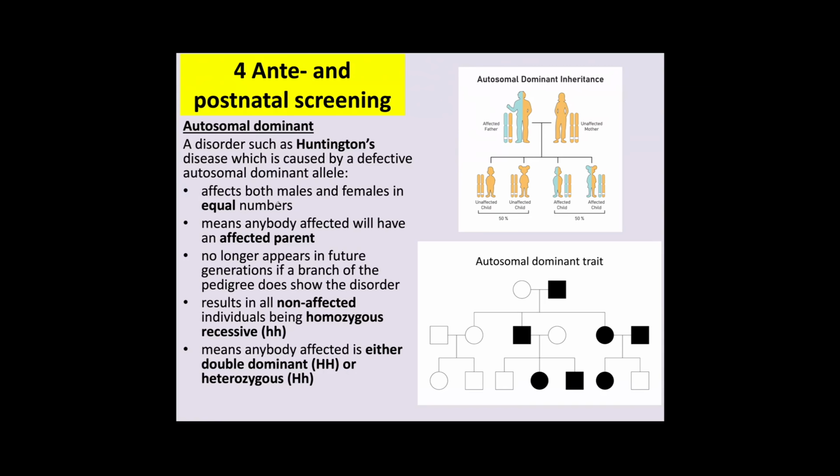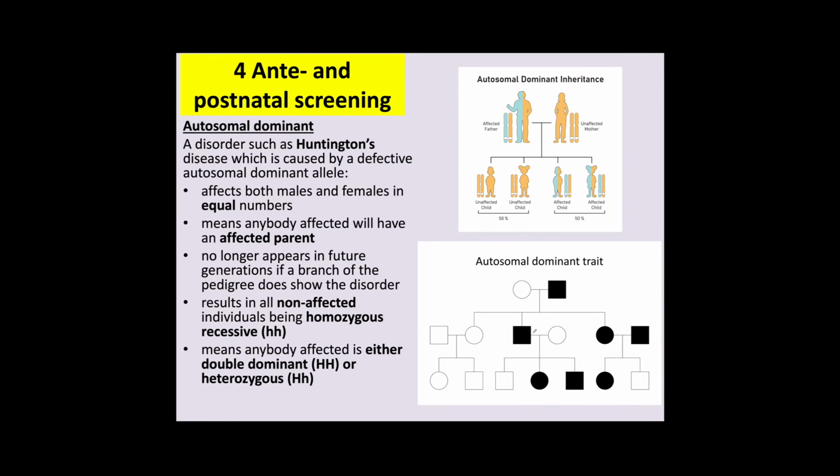So autosomal dominant is, again, similar to what we've done before, but because it's dominant, we only need one allele in order to have the condition. Because it's autosomal, it affects males and females in equal numbers. An example of this is Huntington's disease, which actually, I just saw that they've come out with a new therapy for, so that can help delay the symptoms of the condition for those who have it, which is great news. But it affects males and females in equal numbers. It means anybody affected will have an affected parent, okay?